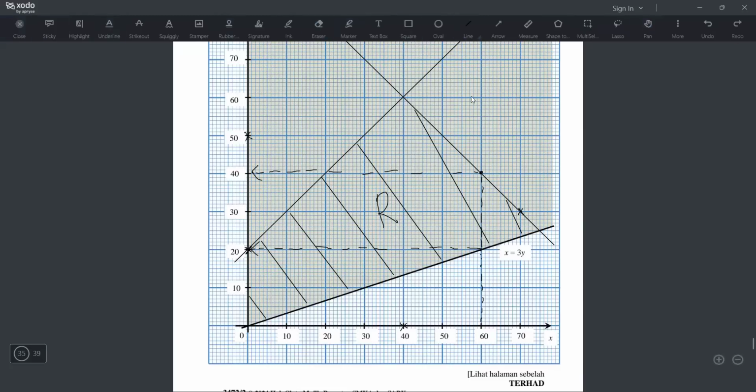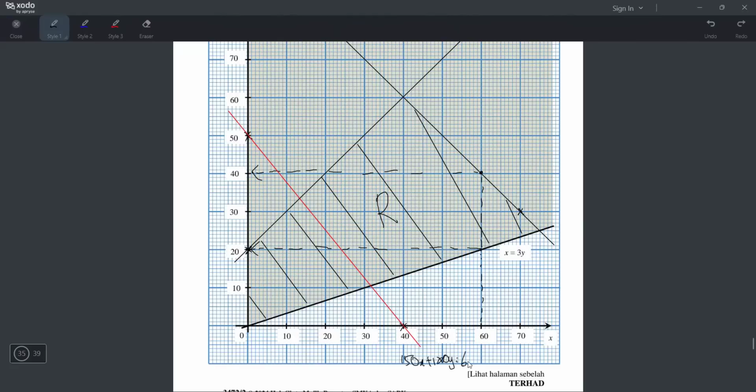Okay, I'll use red color to join. But it's not finished yet. This red color line is not the answer. But let's write down the equation of this line: 150x plus 120y equals 6,000. But this line actually, you have to use a dotted line. So this dotted line, and the dotted line equation I already wrote here.